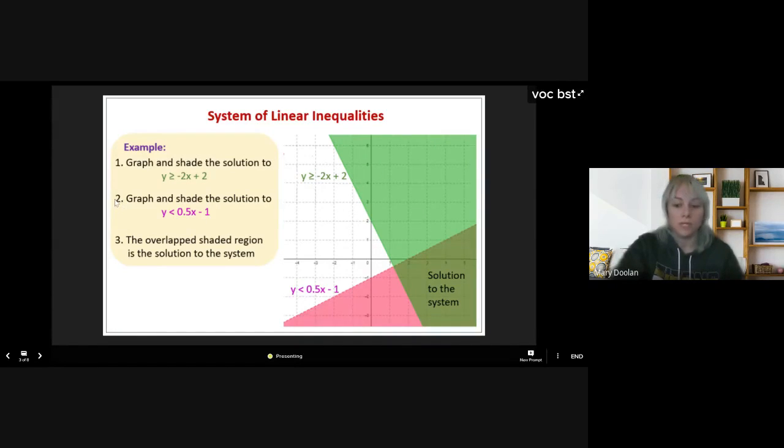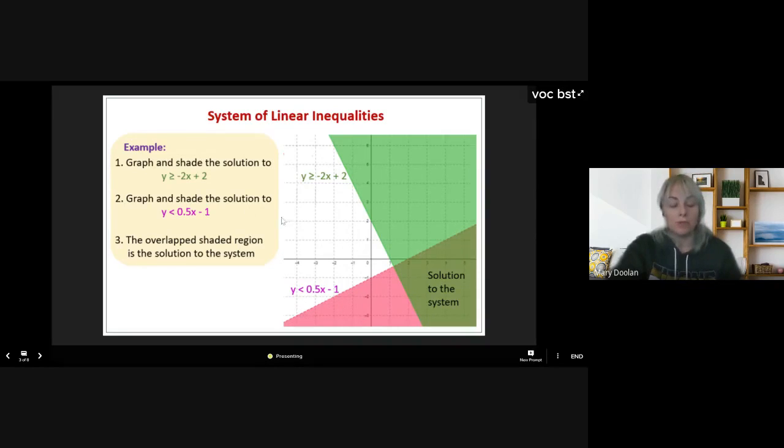Then step 2 is to graph the pink inequality, which is what we have on this graph. Because of the y-intercept of -1, it starts here. The slope of 5/10 is the same as 1/2, so the slope is positive 1/2, and that's our line here. Because of the symbol less than, it is a dashed line, and we shade below.